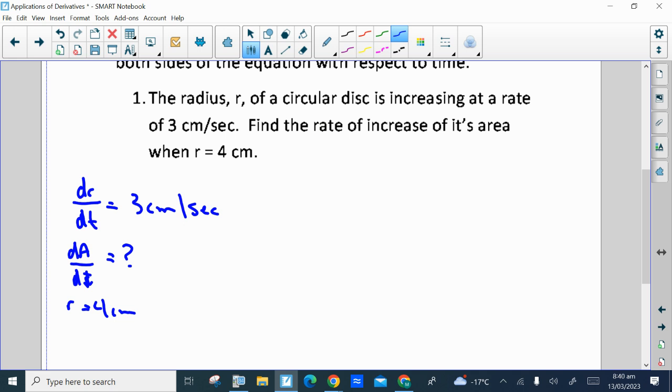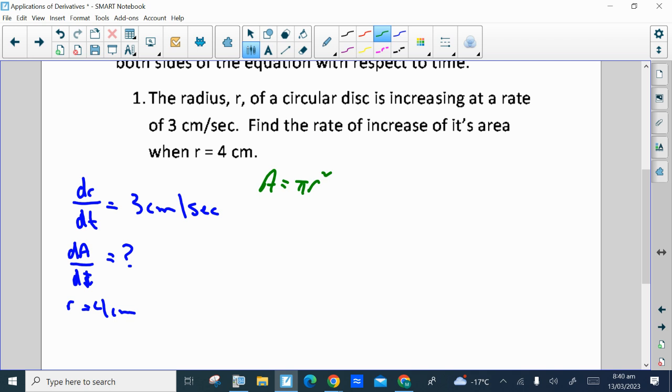We want to find the rate of change of area, which will be dA by dt. We're given the rate of change of radius, which is dr by dt. And we want to find out what that rate of area change is at the moment when r equals 4 centimeters. So that's what we're given and what we're trying to find. Now, again, we need to have an equation or a formula that relates the area of the circle to its radius, which obviously is area equals pi r squared.